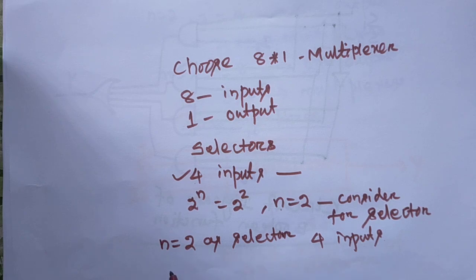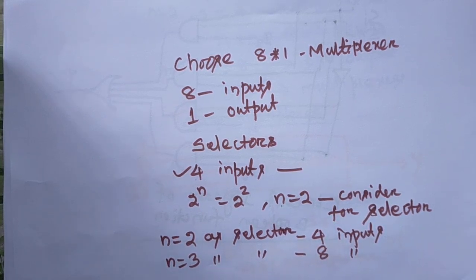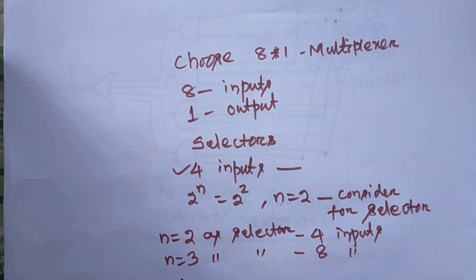Similarly, if n is equal to 3 as the number of selectors, how many inputs can we consider? That is 8 inputs. Like this, we have to decide how many inputs we consider, and based on that, how many selectors we consider. Or if the selectors are given, automatically we can find the maximum number of inputs accordingly. This is the basic concept.